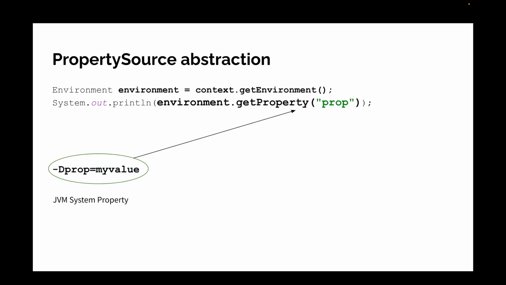Now let's look at property source abstraction. So let's say we want to get some property from the environment. For that we can first get the environment from the application context and then get the property from the environment. Let's say we are accessing the property named prop, and we have a JVM property prop with value my value. So this my value will be returned from environment.getProperty(prop). So this is a JVM system property. So let's look at that.